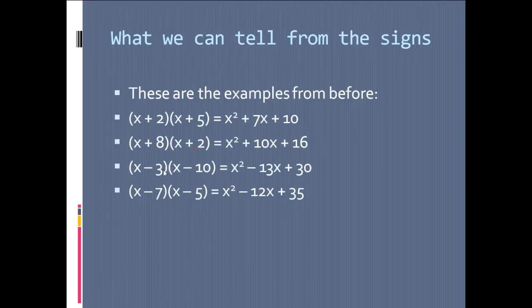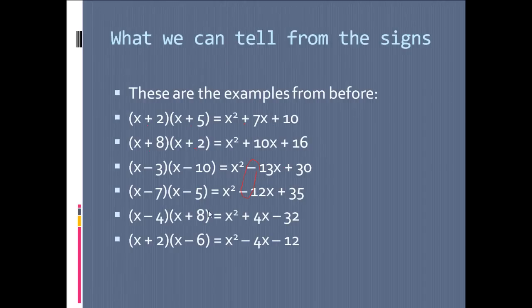But now when I have two negatives, my middle term turns out to be negative, but my last term stayed positive. When I had one of each, my last term turned out to be negative and my middle term changed. It didn't show us any constant pattern. So what can we say about the signs? Hopefully you're noticing that when the signs match, our last term is positive.